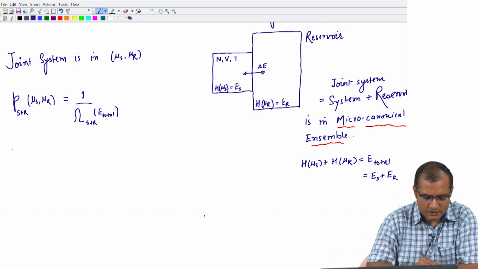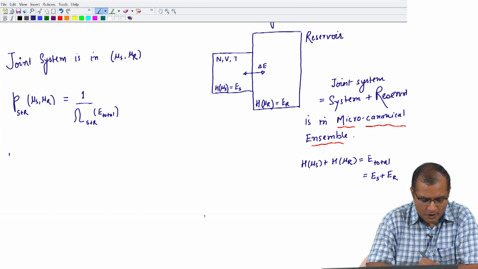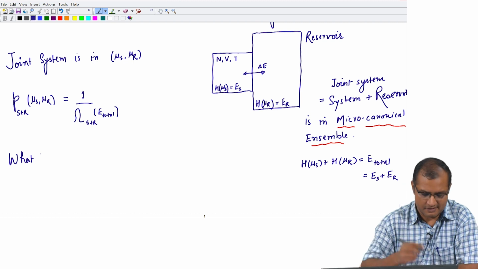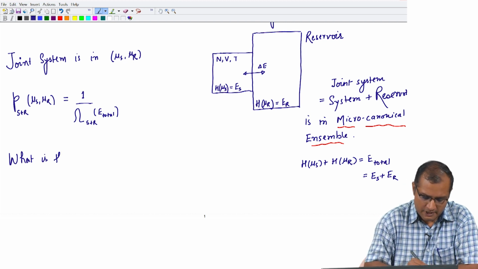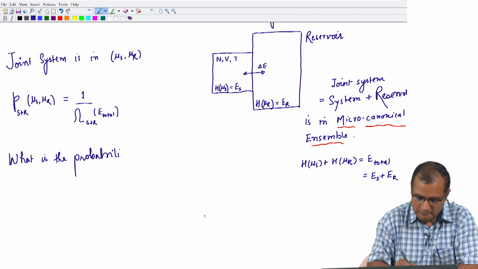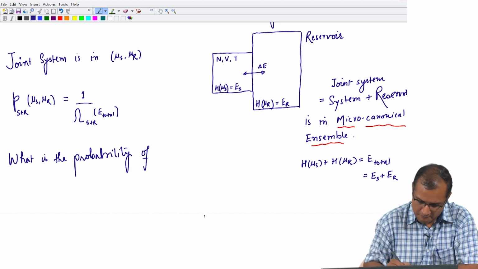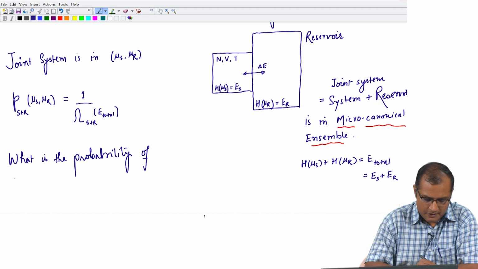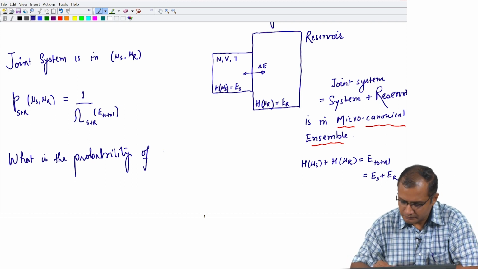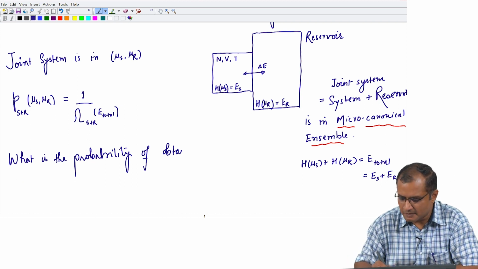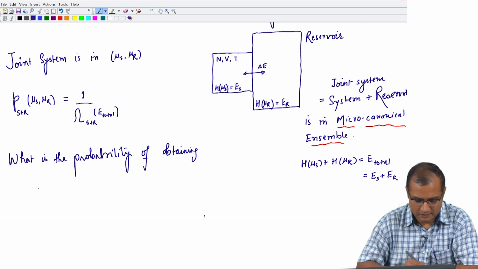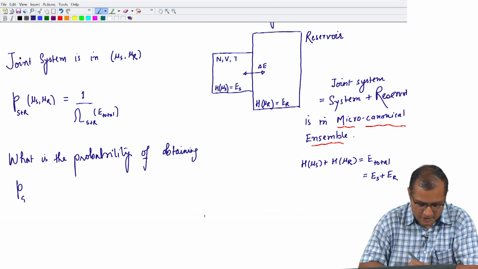So, I can now ask myself, since I am interested in properties of my system, what is the probability of obtaining my system in a microstate mu_s.